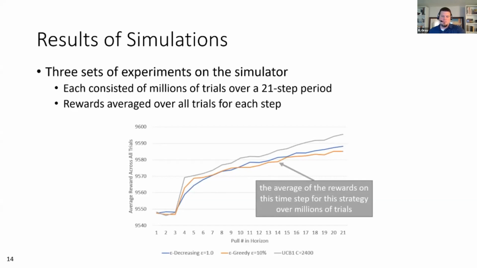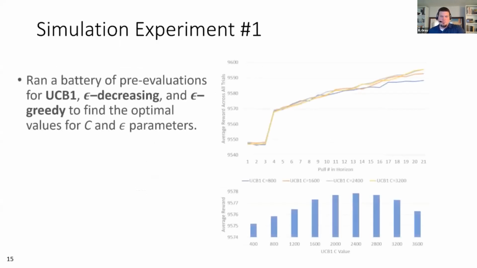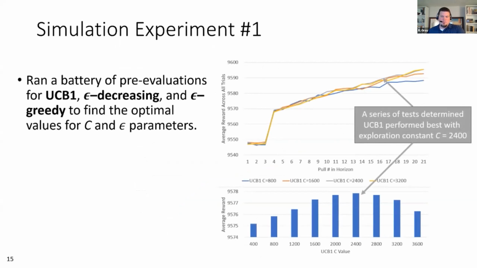Some of these strategies require a special parameter to be tuned for optimal performance, such as the exploration constant C used in the UCB1 algorithm. Therefore, our first simulator experiment was a battery of tests exploring various values of C and epsilon to discover where each strategy was best tuned for our expected user scenario. Note that finding the proper values for these parameters is critical to the performance of the AI, but doing so would not have been possible in a live user study.